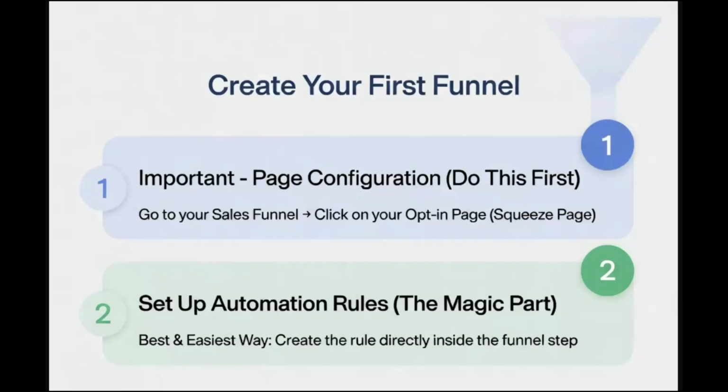Notice the two key things you must do. Number one, the page configuration. You do that first. You go to your sales funnel and you click on the opt-in page or squeeze page and you give it the name and configure it in that way. And number two, you set up the automation rules, the magic part that I just showed you. This is the best and easiest way to create the rule directly inside the funnel step.